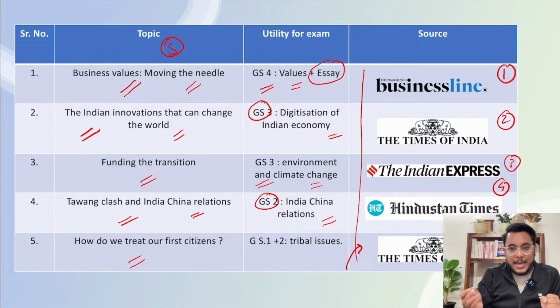So this article is going to be again important for GS paper number 1 and GS paper number 2, tribal issues. Okay, so let's start with the discussion.